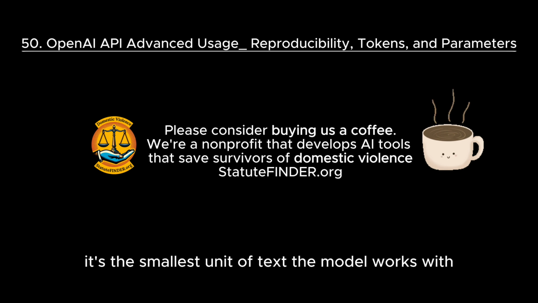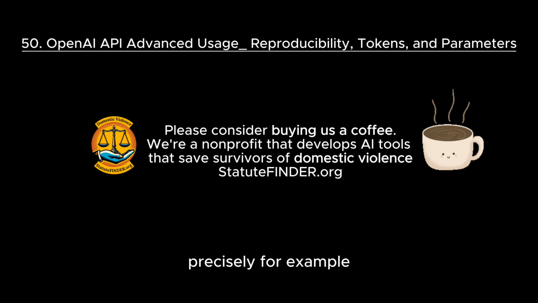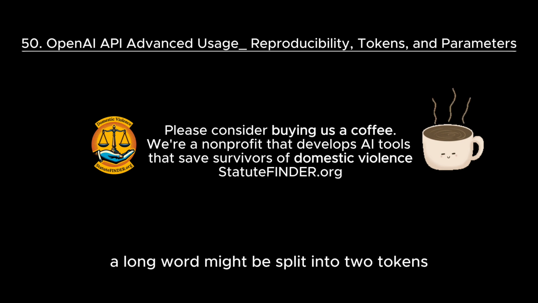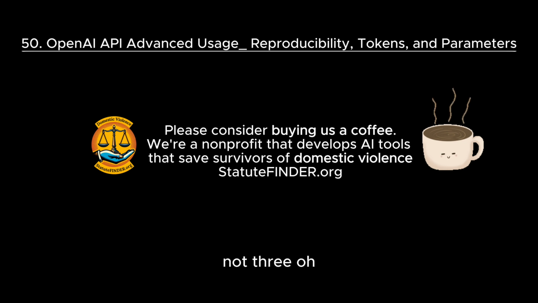It's the smallest unit of text the model works with. Wait, so a single word could be multiple tokens? Precisely. For example, a long word might be split into 2 tokens. And even a simple phrase like "ChatGPT is great" is actually 6 tokens, not 3. Oh, that's kind of mind-blowing.